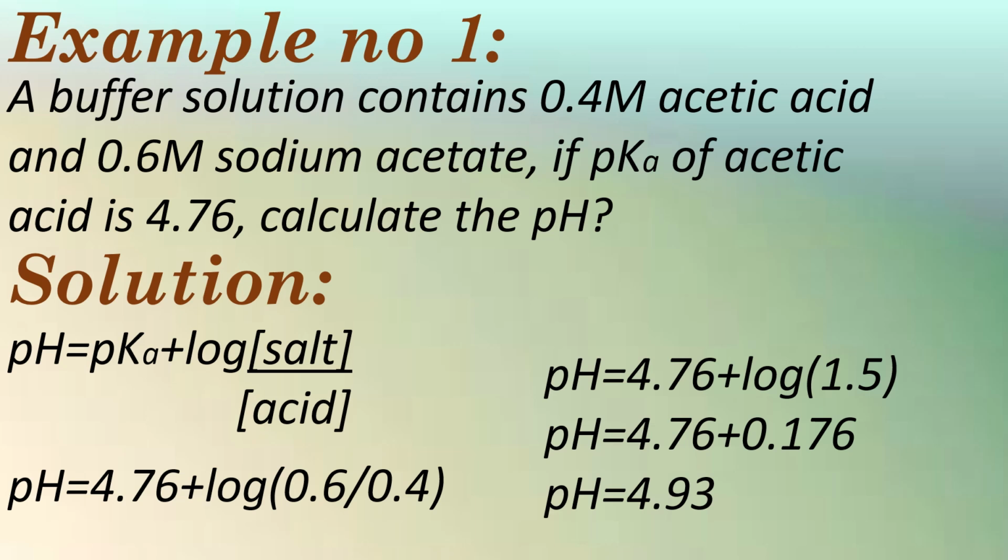After solving, pH is equal to 4.76 plus log 0.6 divided by 0.4, it becomes 1.5. Taking log of 1.5, it gives 0.176. So pH is equal to 4.76 plus 0.176, pH is calculated to be 4.93. So we have calculated pH of solution containing a buffer of acetic acid and sodium acetate.